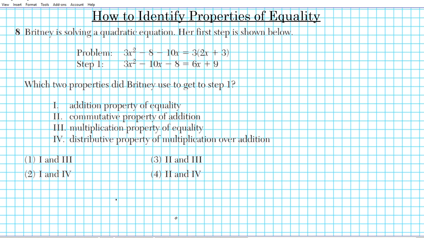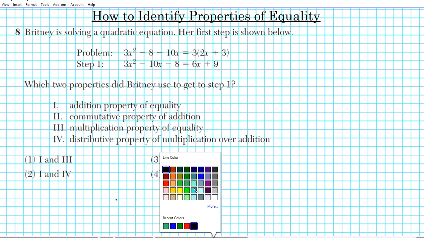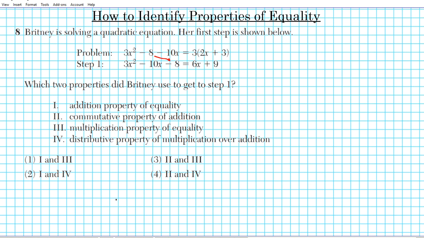So what we're going to do is take a look at the problem and step 1 and see if we can identify what the difference is. Okay, so 3x squared here, negative 8 here, negative 10 here, negative 10 here, negative 8 here. So it looks like she has interchanged terms. She moved 8 over here, and then she moved negative 10x over here. Alright, so she basically moved terms on the left side.